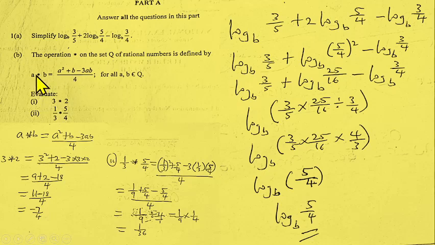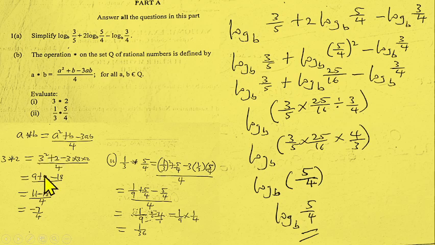So anytime we have an expression in the form of A asterisk B, we can rewrite it in the form of this rule as well. The first one is 3 asterisk 2. That means our A will be 3, our B will be 2. So if we put it in this rule, we have 3 asterisk 2 equals 3 squared plus 2 minus 3 times 3 times 2 over 4.